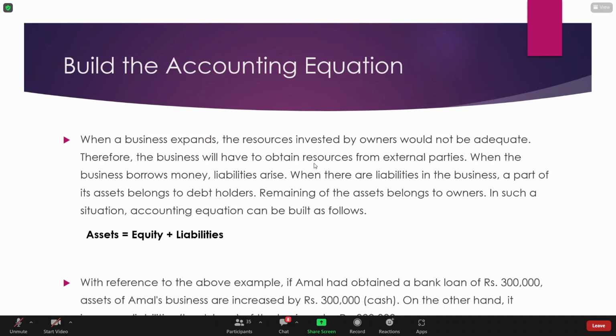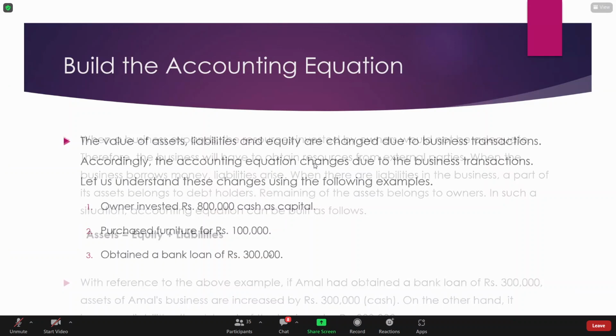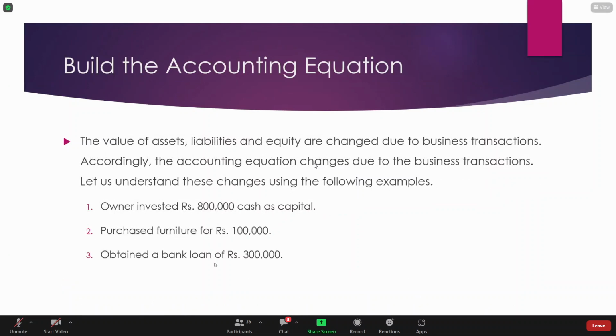With reference to the above example, if Amal had to obtain a bank loan of 300,000, the assets of Amal's business increase by 300,000, so cash will increase by 300,000. On the other hand, the liability, the bank loan, will increase by 300,000. We all discussed this. Right. Now we need to build this accounting equation. The values of assets, liabilities, and equity change due to business transactions. Accordingly, the accounting equation changes due to business transactions. Let us understand these changes using the following examples.